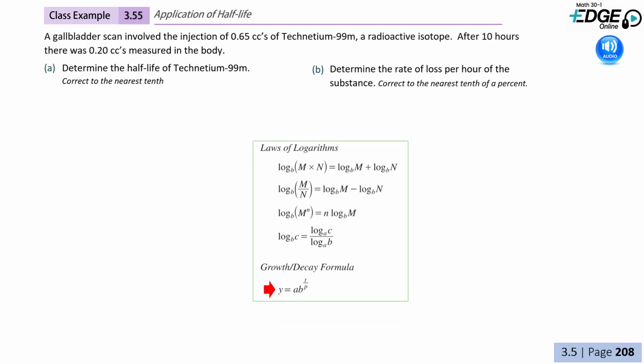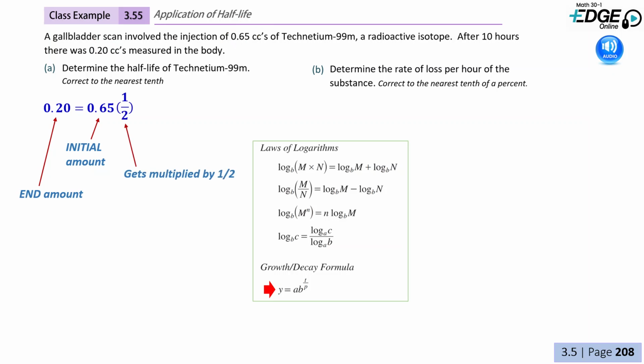So we're going to start with our growth decay formula on your formula sheet. Now, we know that our end amount is 0.2 cc's, and that our initial amount was 0.65 cc's. Based on the question, we know we're interested in the half-life of technetium, so our B value is going to be 1/2.